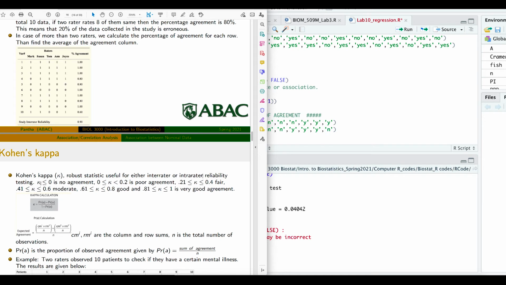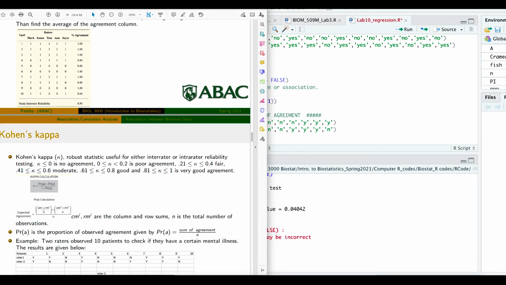Interpreting Kappa: less than or equal to 0 is no agreement. If Kappa is between 0 and 0.2, poor agreement. 0.21 through 0.4, fair agreement. 0.41 through 0.6, moderate, 0.61 through 0.8, good, and 0.81 through 1 is very good agreement.